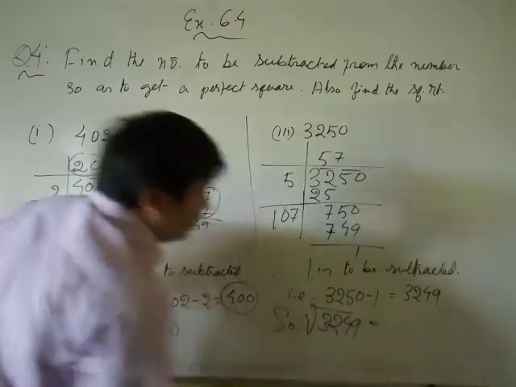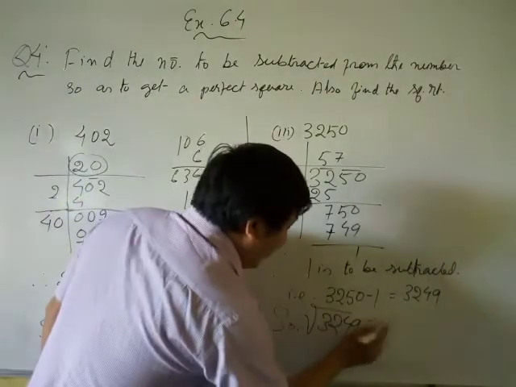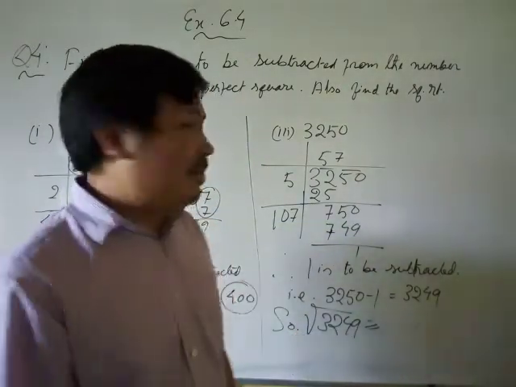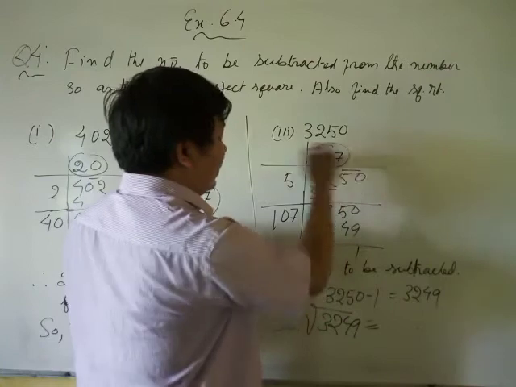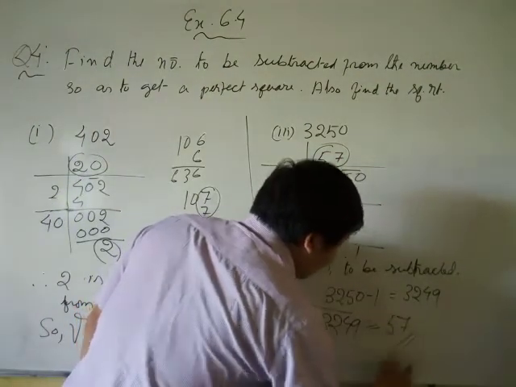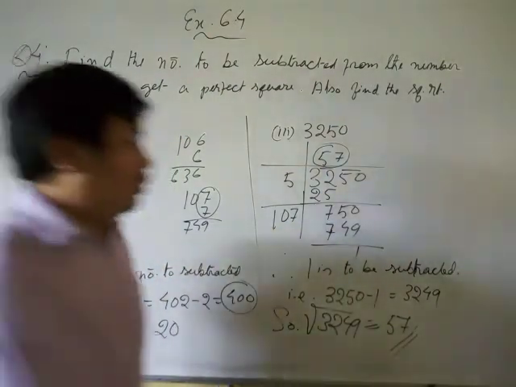So the square root of 3249. How much is the square root? Tell me, everybody, what is the square root of this number? Yes, got it. 57. This is the answer.